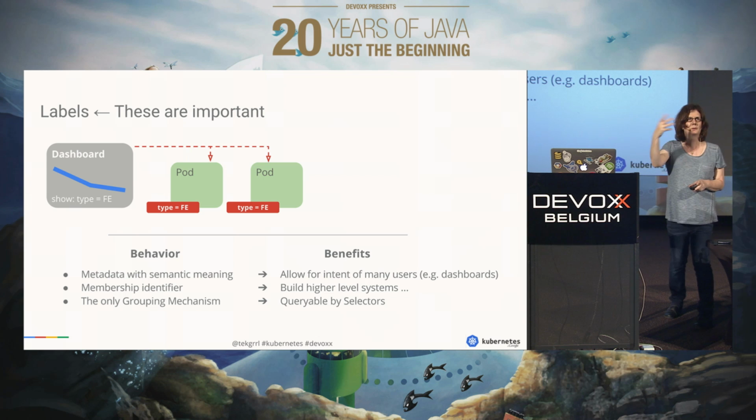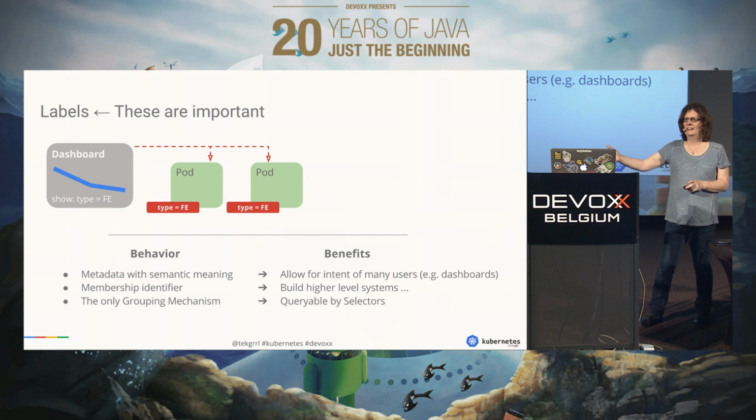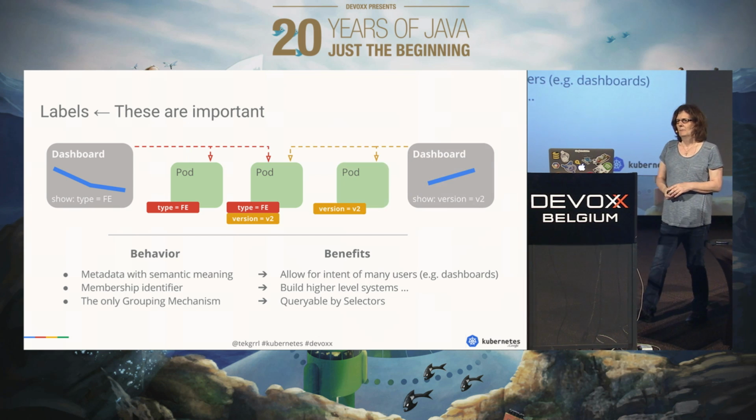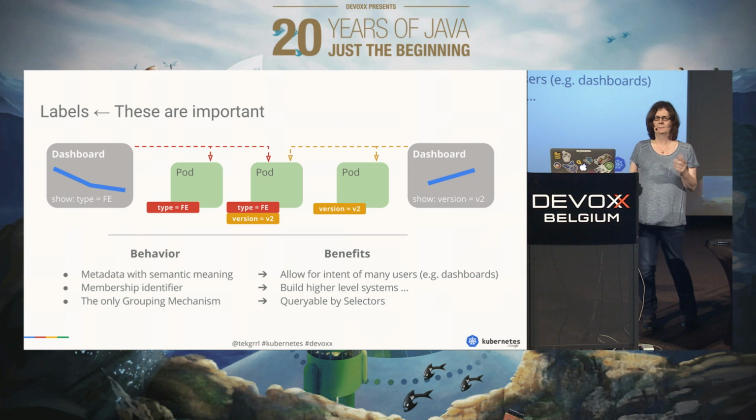And you can build your own tooling around that, or you can build your own dashboards, that kind of thing. A dashboard's a tool, so you can build any kind of tool that consumes the API and selects on labels. And in this case, we have a pod with two labels. So pods can have multiple labels, everything can have multiple labels. And here we have another dashboard, a second one that's only interested in pods with version equals v2. So that's how labels work, and that's how we group things together. And it's a very important semantic construct within Kubernetes.